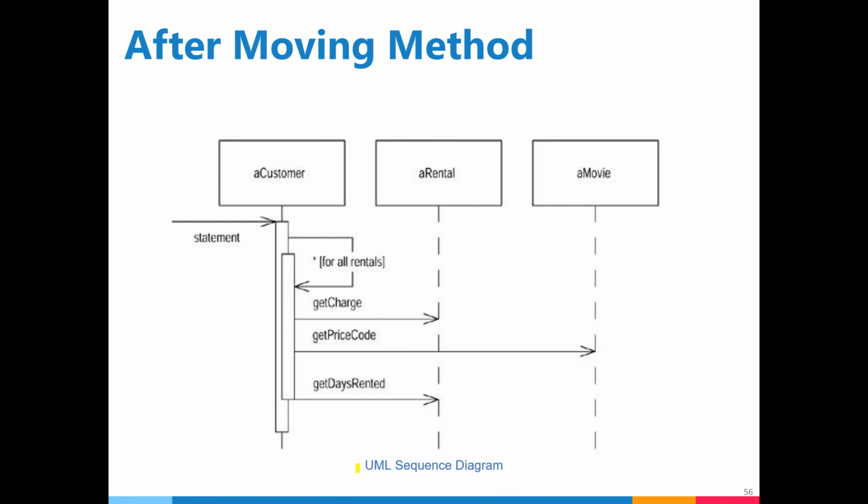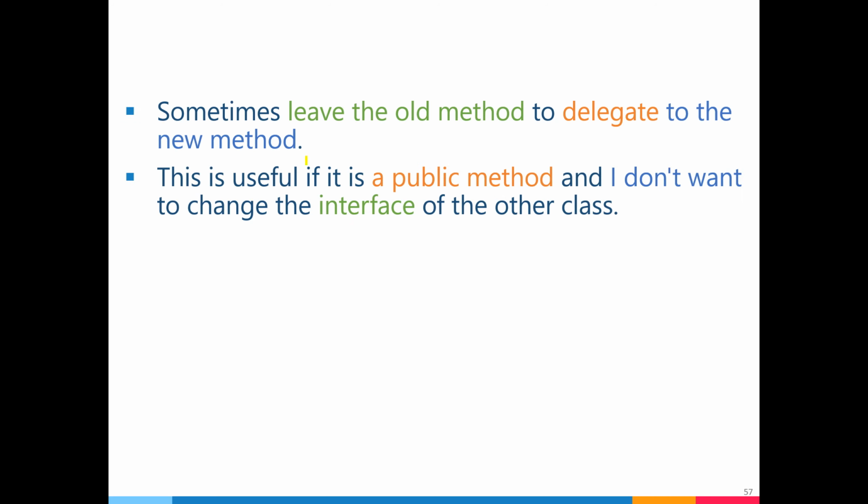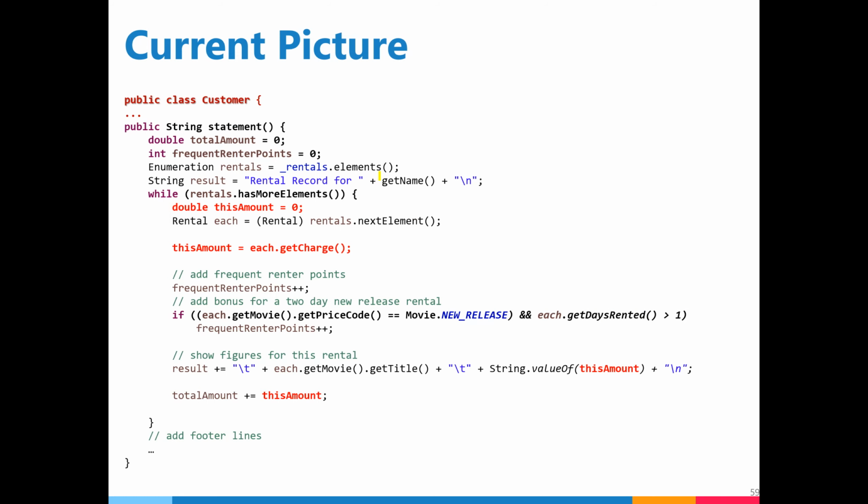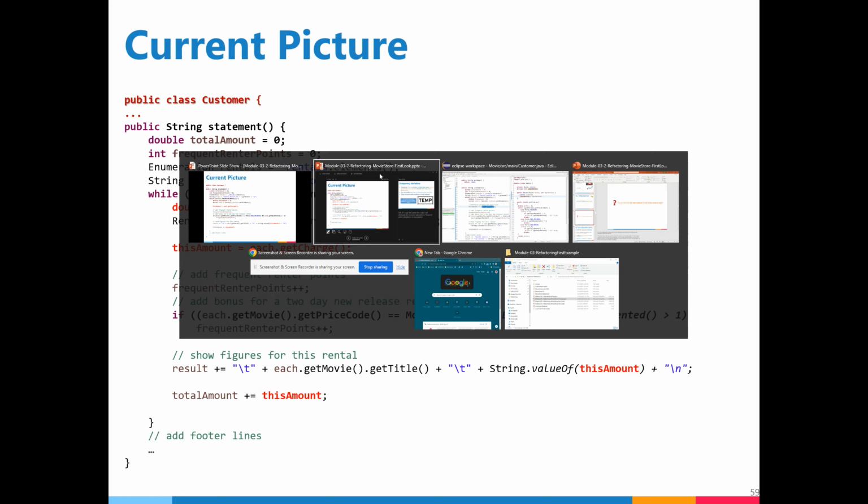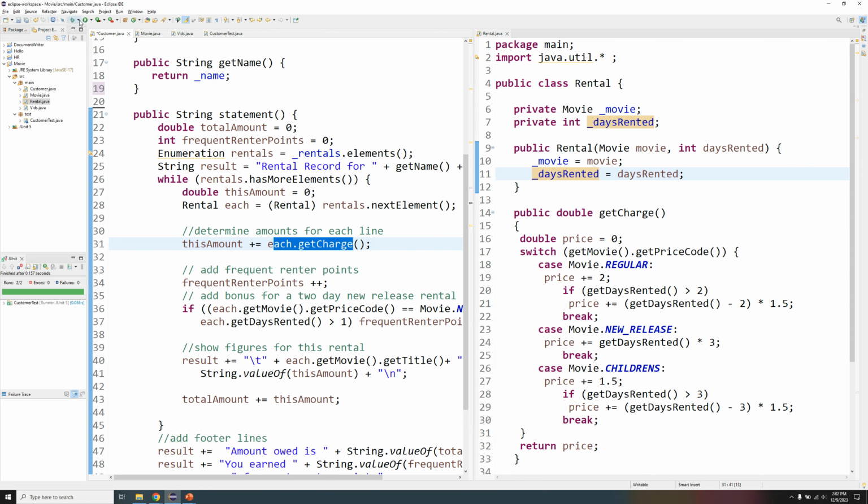What happened if you look at the sequence diagram? We have this get charge method that was part of the customer, and then we moved it to rental, and we are calling from that. Sometimes leave the old method to delegate to the new method. This is useful if it is a public method and I don't want to change the interface of the other classes. So this is important. And we do compile and test. Everything is working. This is great. We did the move method refactoring and everything is working perfectly.